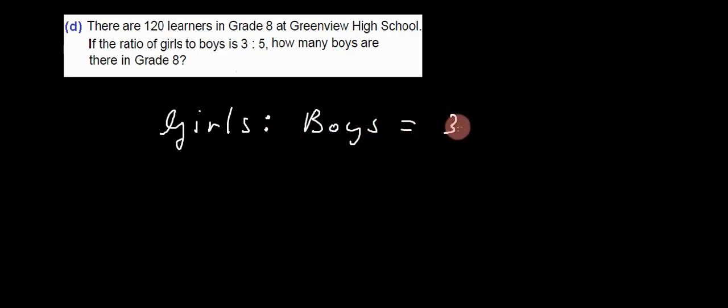So we know that the ratio of girls to boys is 3:5. And we want to know how many boys there are. And the total number of learners is 120. Now, we can actually work out both the number of girls and boys.